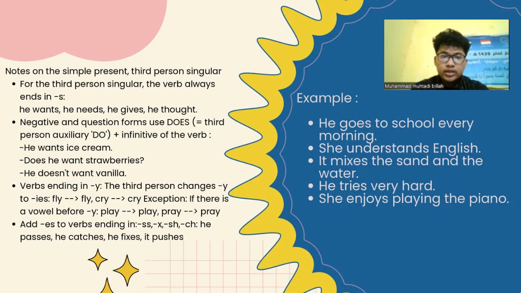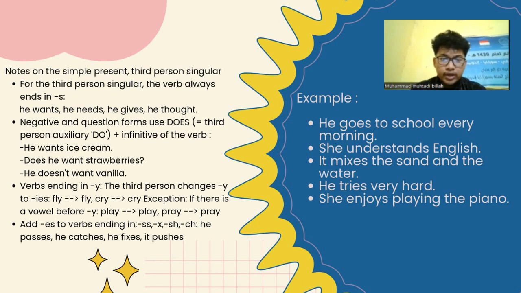Next, there are notes on the simple present, third person singular. First, for the third person singular, the verb always ends in s. For example, he wants, he needs, he gives, he thinks. Second, negative and question forms use does, the third person auxiliary do, plus the infinitive of the verb. For example, he wants ice cream. Does he want strawberries? He doesn't want vanilla.